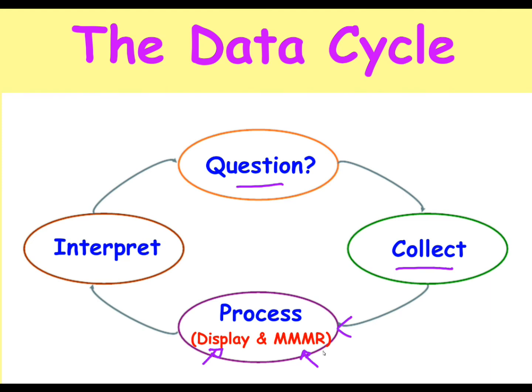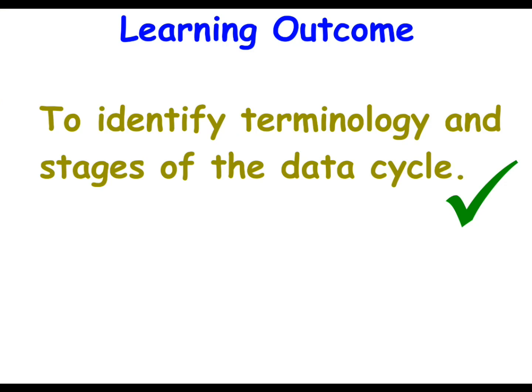We do this data cycle so you understand why you're drawing a display and why you're calculating a mean, median, mode, and range. The other part of the rest of these lessons is to interpret the data. So when you're given a graph or somebody tells you what a mean is, you know what it means. Can you actually make sense of the processed data in order to answer our question? And that completes the learning outcome for the data cycle, which is to identify the terminology and discuss the stages of the data cycle.